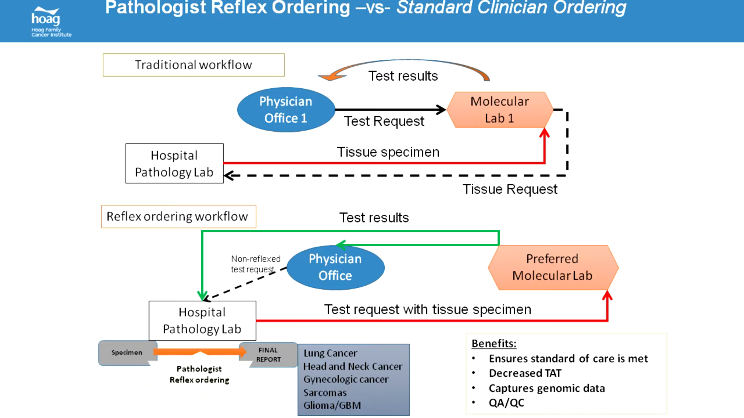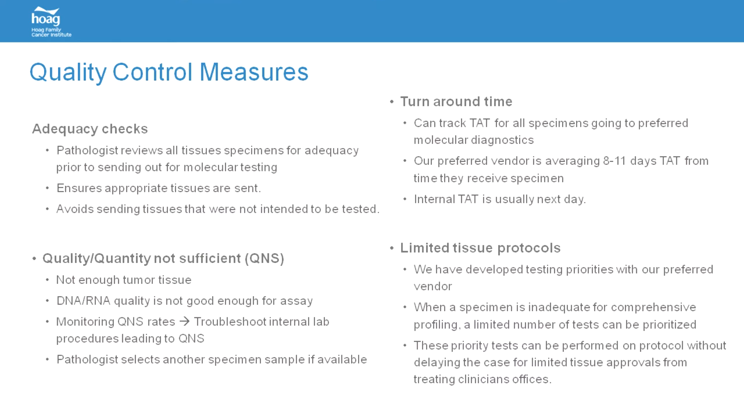As mentioned, we can capture all that genomic data coming out of these cancers, and we can perform QA and QC on all that data. So some of the quality control measures that we're currently taking: we can check for adequacy for all these cancer specimens that are leaving the pathology department. We review all the tissues prior to sending them out to these molecular diagnostics laboratories. It ensures that the appropriate tissues are sent and that a hernia sac doesn't go off for testing somewhere and an inappropriate result is issued.